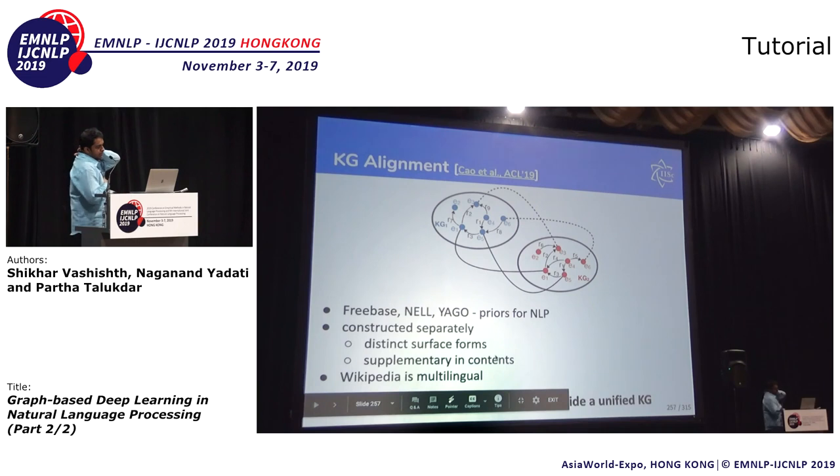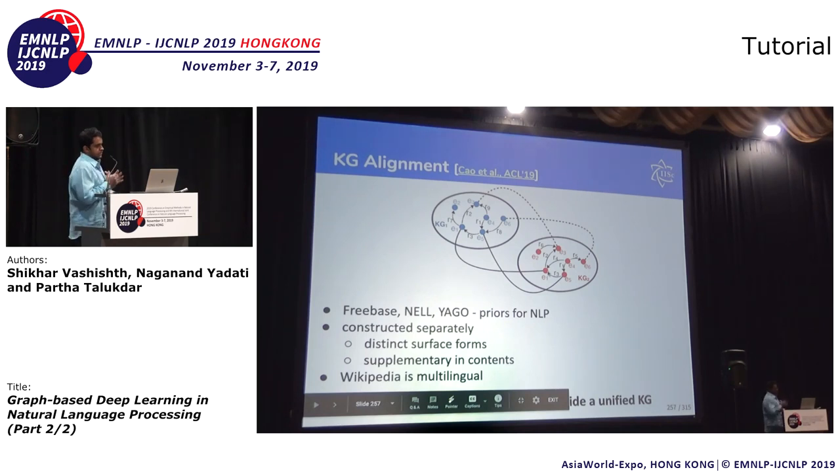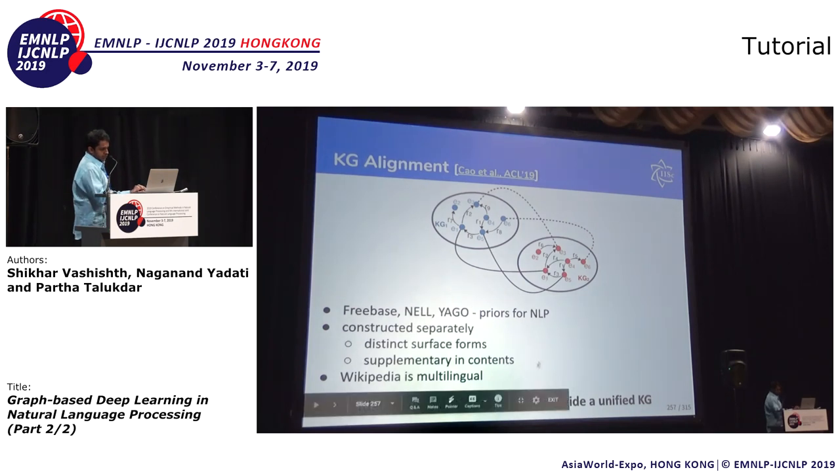And also the Wikipedia knowledge graph is multilingual. So we can have the English version and the Chinese version. So the problem is to align the entities in the knowledge graphs, right? So the main motivation is to provide a unified knowledge graph representation.